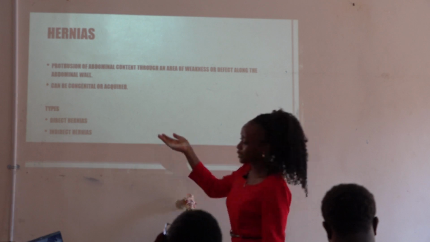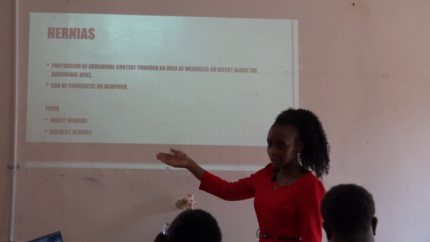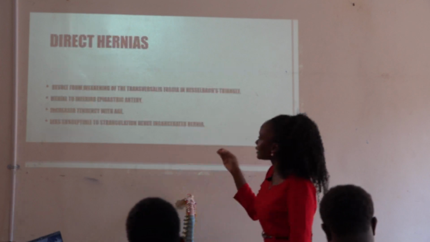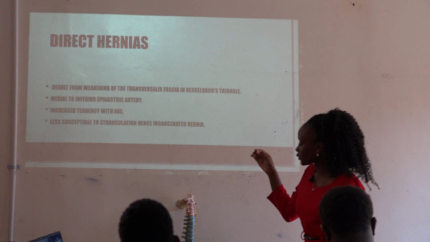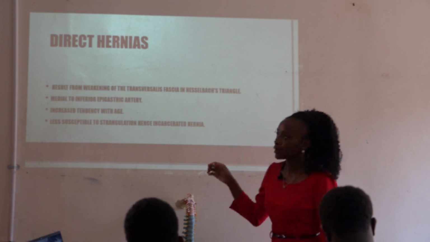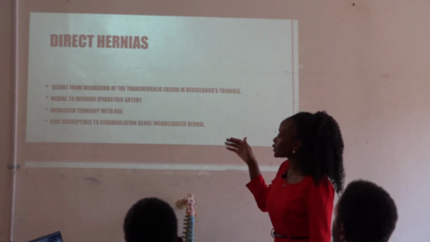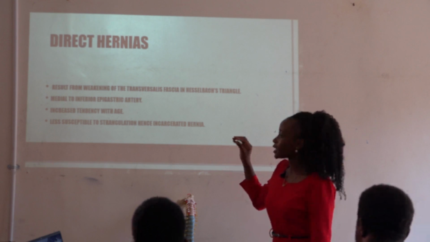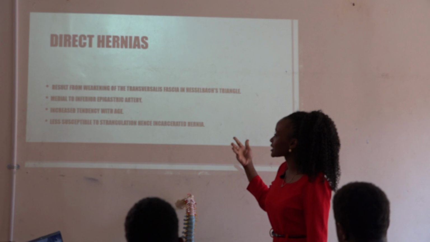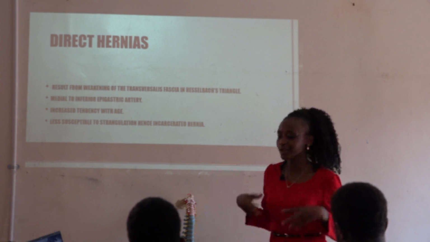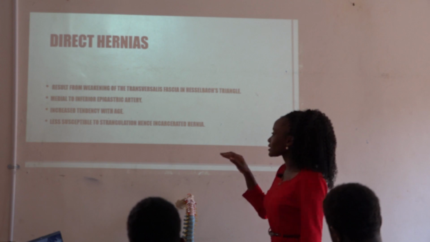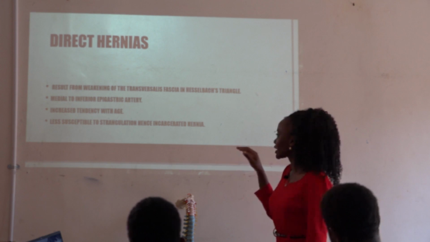So we have types of hernias: the direct hernias and the indirect hernias. Direct hernias result from weakening of the transversalis fascia. They are medial to the inferior epigastric artery. There's an increased tendency with age because your tissues are growing old. They are also less susceptible to strangulation.